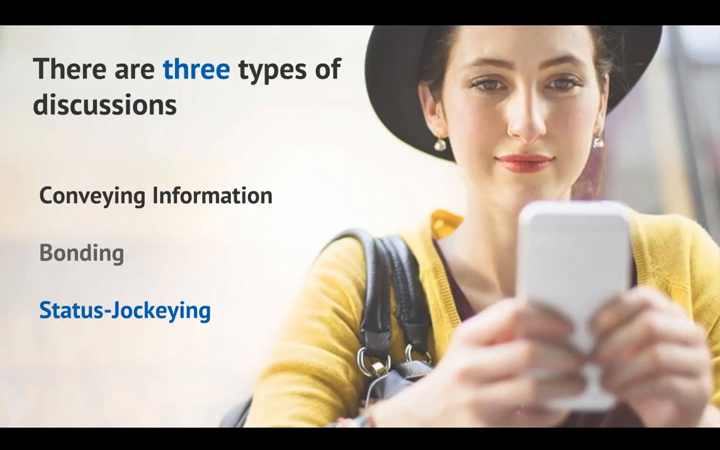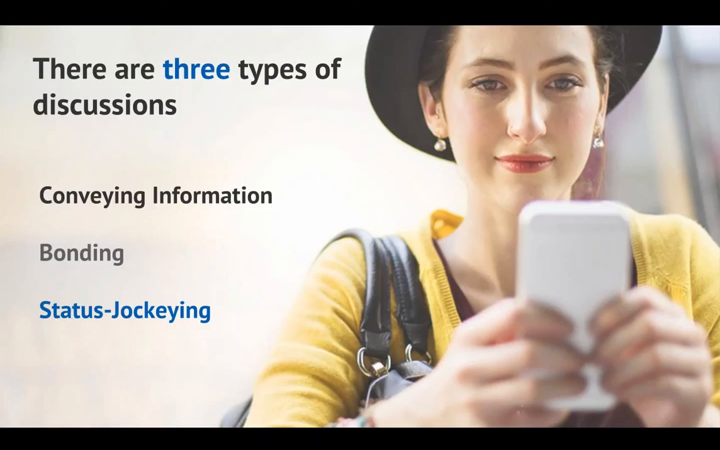So if I ask you the time and you give me an answer, that's a very clear conveying information kind of discussion. The second are what we call bonding related discussions. If I'm asking you, how did you first get involved in this field? What first drew you to this field? That's a bonding related discussion. That's where you're disclosing information about yourself, I'm disclosing information about me, and as a result, we get to know each other much better. We start to feel a stronger sense of community as a result.